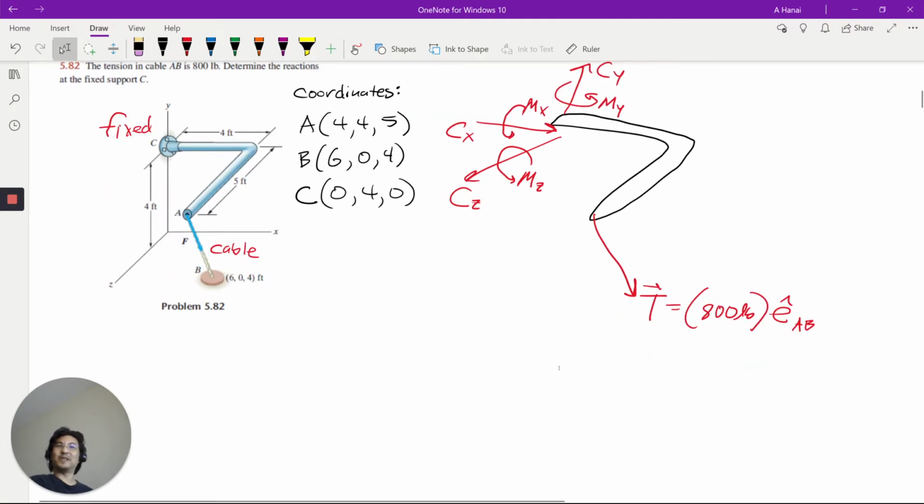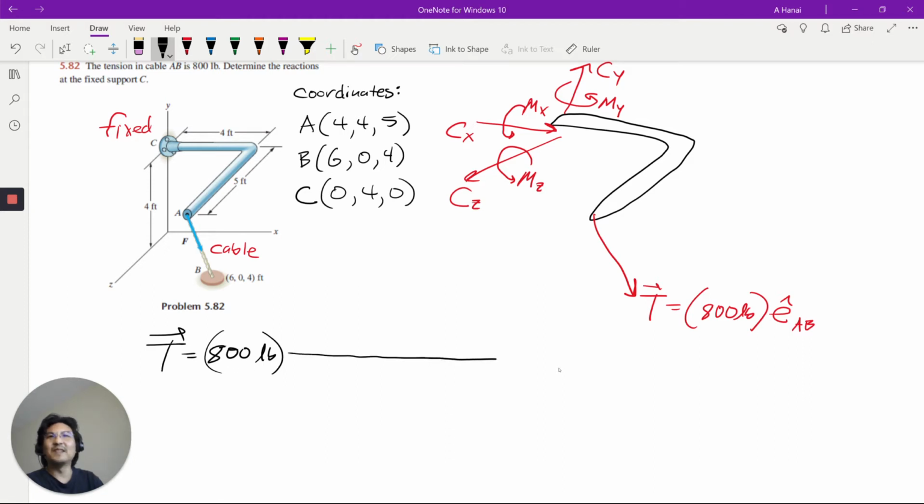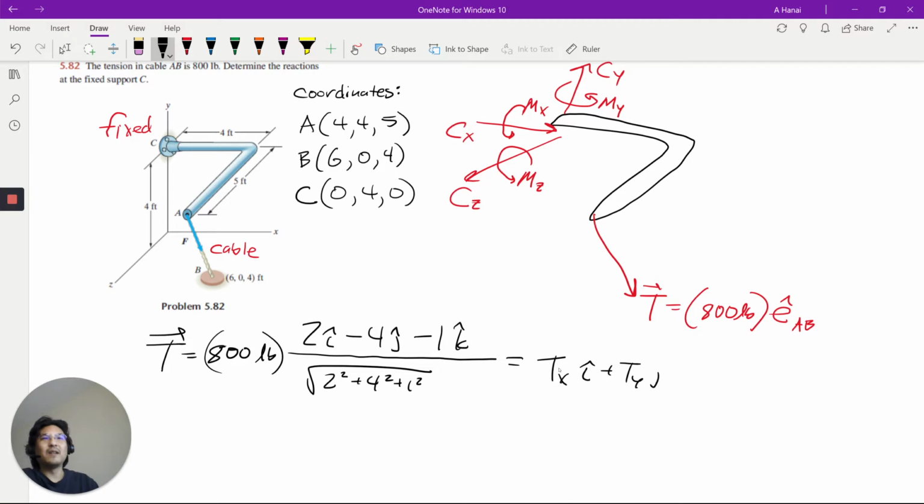But we can write 6 equations because we can decompose Newton's second law for forces into 3 components, and then for torques into 3 components. So okay, let's do a little bit of work here. So vector T, that's 800 pounds, and then the unit vector from A to B is 6 minus 4, 2, and then 0 minus 4, and then in the Z direction 4 minus 5. Okay, so we got it, right? This is a known, right? That's known.